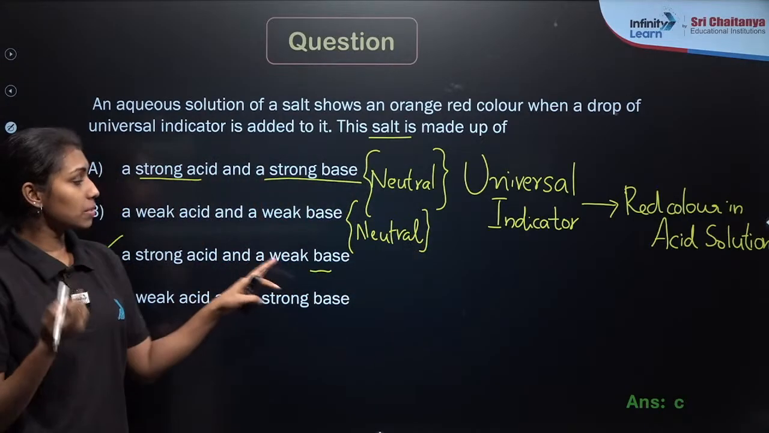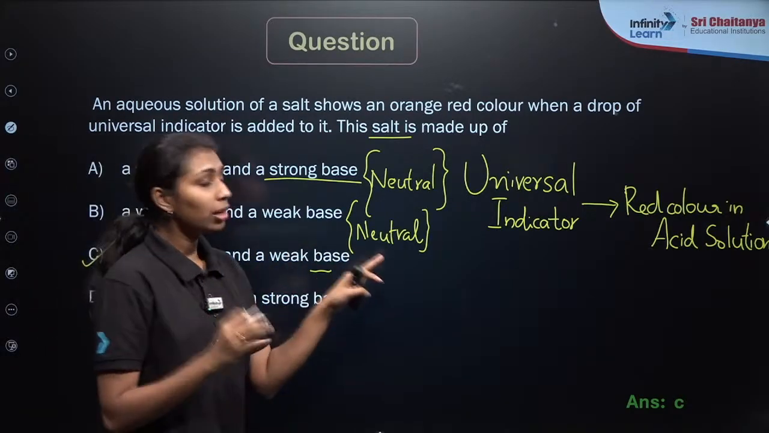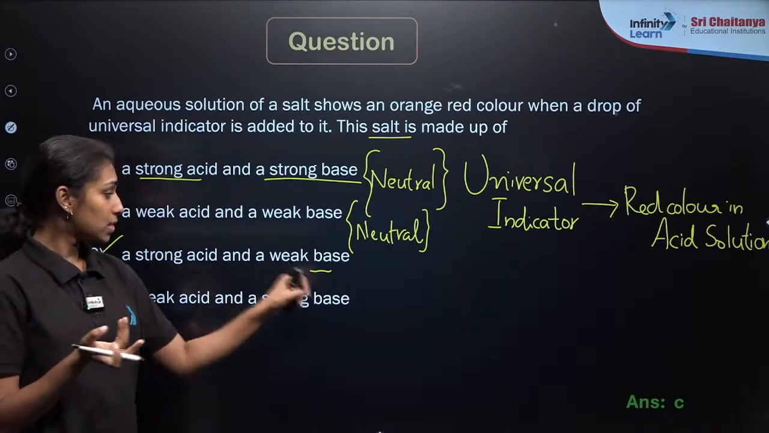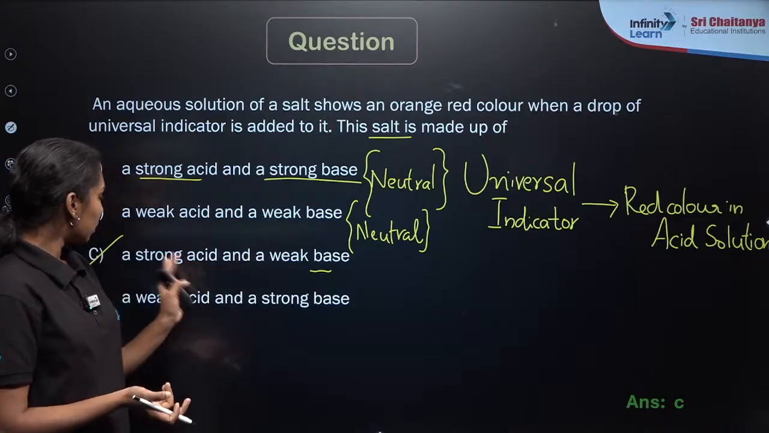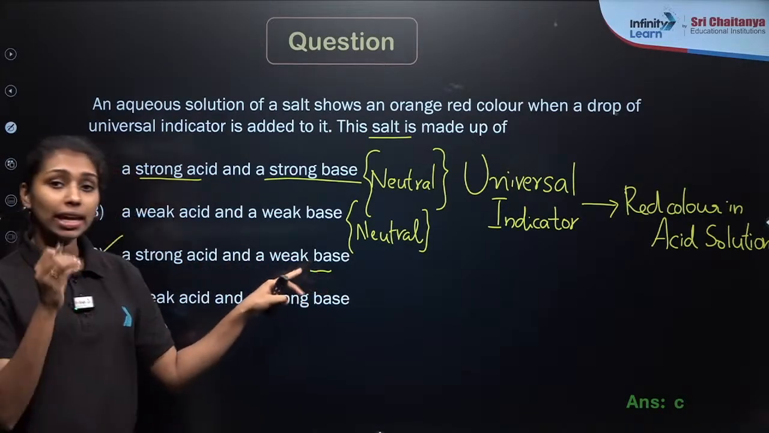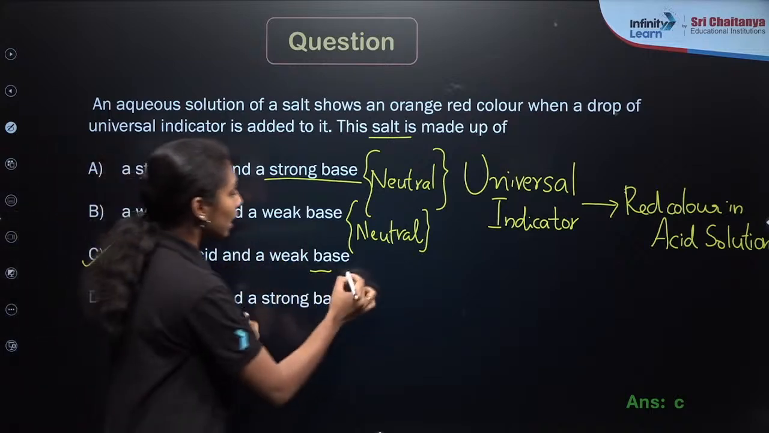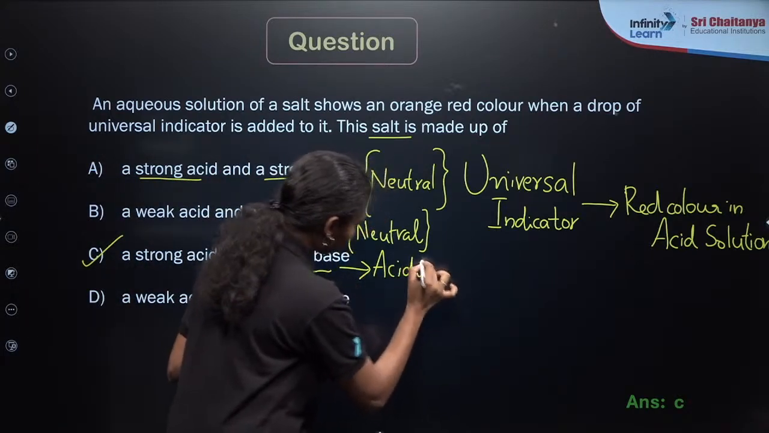Then for strong acid and weak base, we can predict the behavior of the salt from the strength of the acid or base. If any one of the base or acid is strong, it decides the nature of the salt, right? For example, in the case of strong acid and weak base, the strength of the acid is more than that of the base. That's why it forms an acidic salt. I hope you are getting my point.